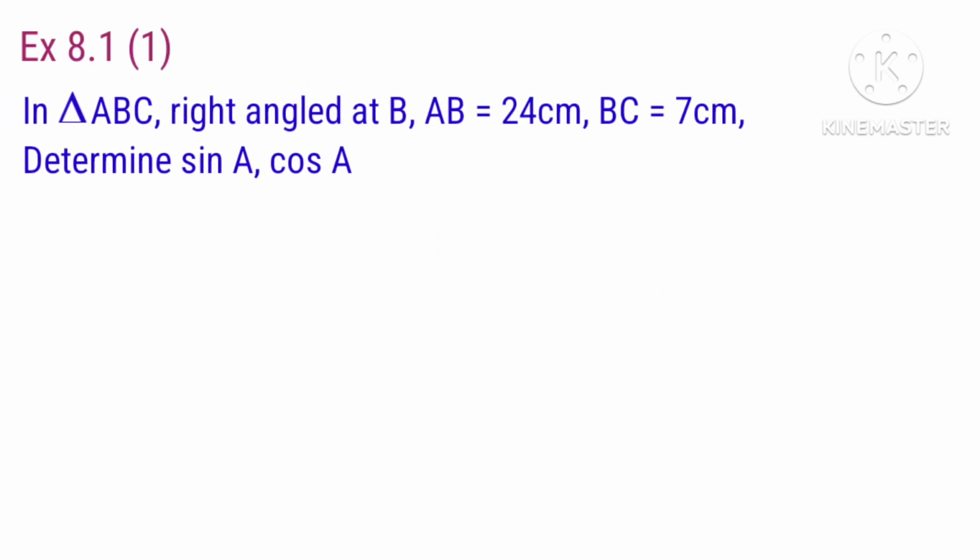Let's move on to our first problem. In triangle ABC, right angled at B, AB is equal to 24 centimeter, BC is equal to 7 centimeter. Determine sin A and cos A. For trigonometry, we have a right angle triangle. A right angle triangle will always have a 90 degree in it, and in the question they have given B as the right angle, so we can mark it as 90 degree.